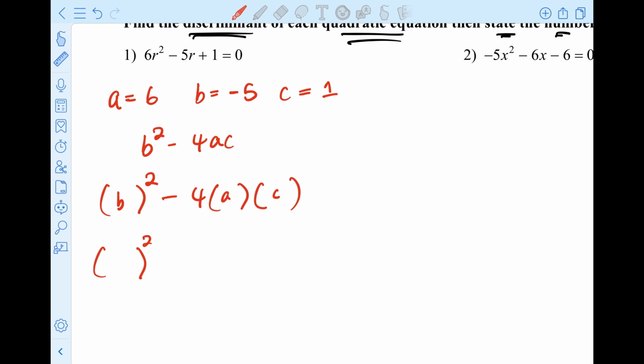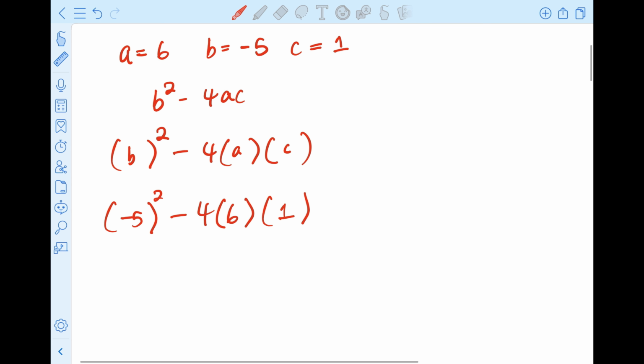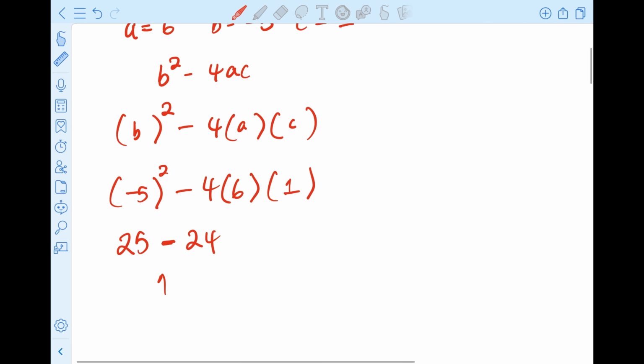So that's b squared minus 4ac. So b in this case is -5, and then A is 6, C is 1. If you do it this way, you can actually put the entire thing in your calculators, but let's not do that right now. Let's take our time. Negative 5 squared is positive 25 minus 4 times 6, which is 24, right? And 4 times 6 times 1 is still 24. And I end up with just 1, okay?